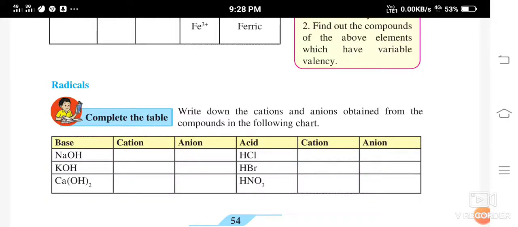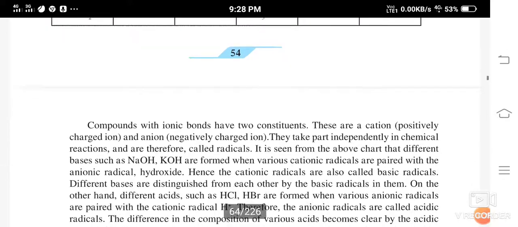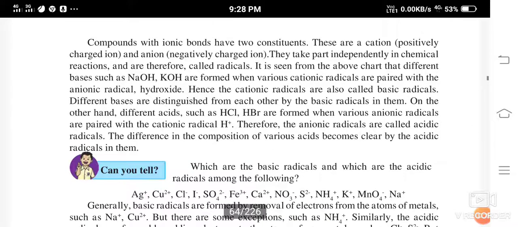Students, in the last video, I taught you radicals, that is, in a compound, which are the cations and anions. I hope all of you must have written this in the table. The bases are given, acids are given, the cations and the anions. Only some of you have sent me, others have not sent. So write it and send. Then I taught you which are the acidic radicals and which are the basic radicals.